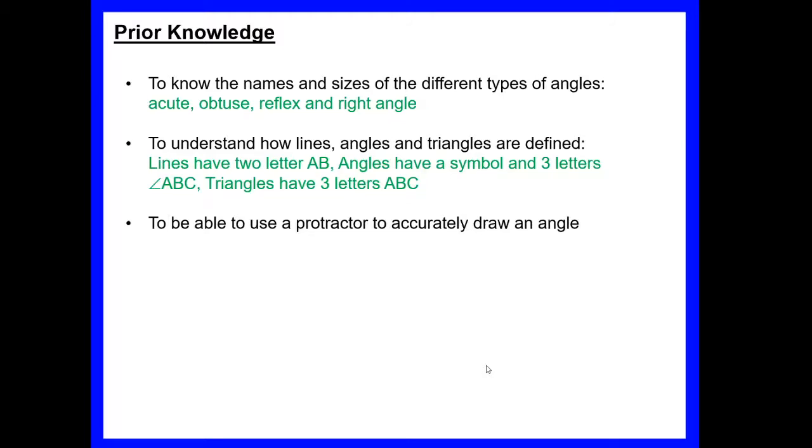To be able to complete this lesson, you should know the different types and sizes of angles, so acute, obtuse, reflex and right angle. You should understand how lines, angles and triangles are defined, so lines being given 2 letters, AB, angles have a symbol and then 3 letters, so for example the angle symbol then ABC, and triangles have 3 letters ABC, 1 for each vertex. You should also be able to use a protractor to accurately draw an angle. If you're struggling with any of those, please make sure you stop this video now and go back and have a look at the previous lessons.